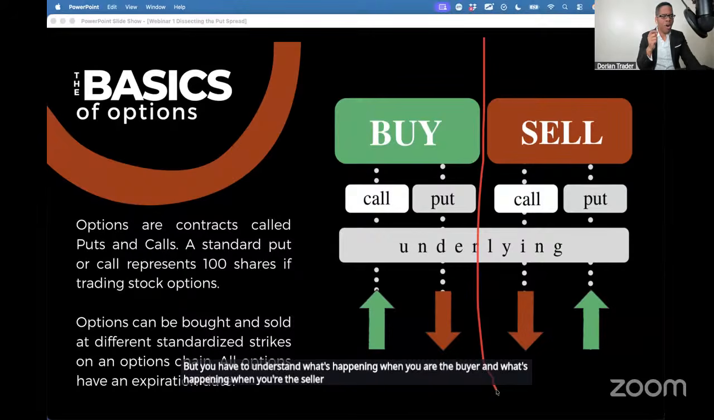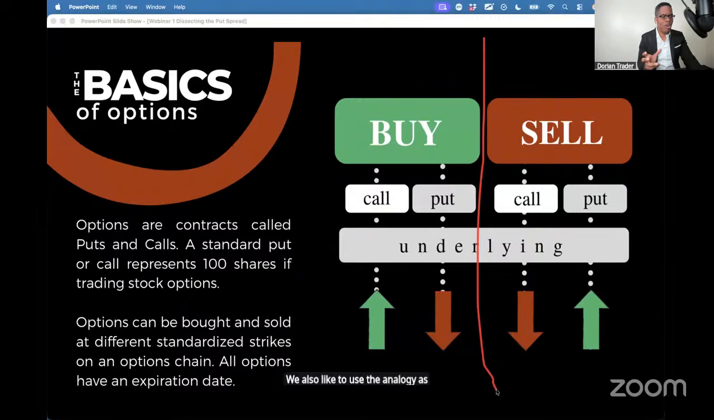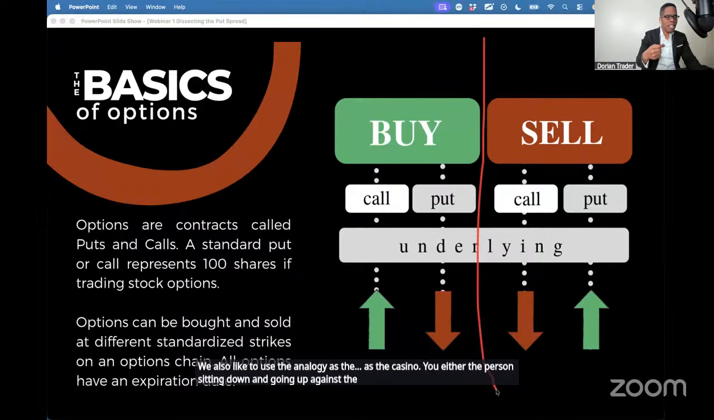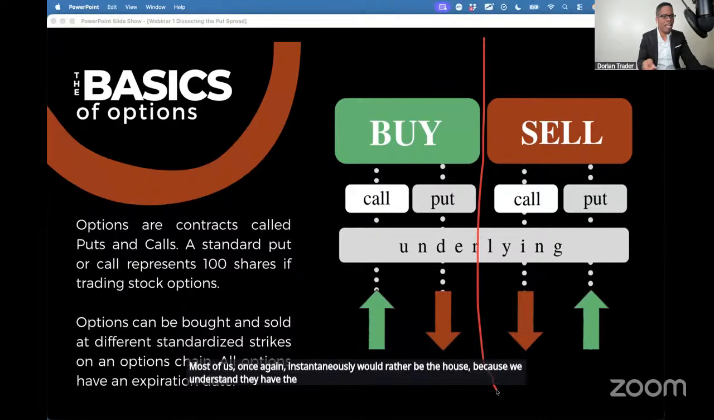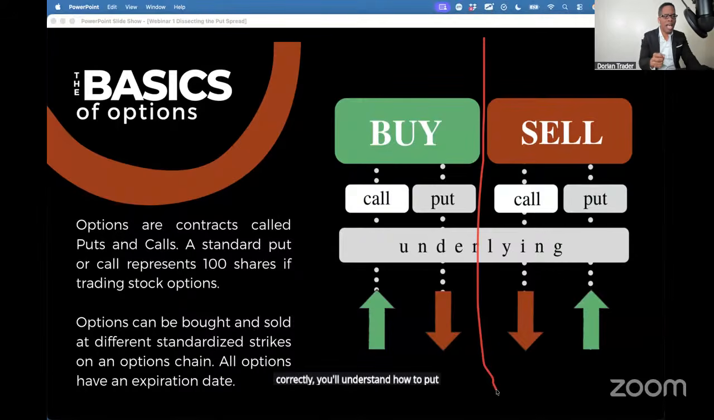When you're the buyer, you are purchasing insurance, and when you're the seller, you are the insurance company. You have the odds on your side. We also like to use the analogy of the casino. You're either the person sitting down and going up against the house, or the dealer playing blackjack, or you are the dealer, you are the house. Most of us, once again, instantaneously would rather be the house because we understand they have the odds on their side. Well, once you learn how to trade options correctly, you'll understand how to put the odds on your side the super majority of the time.